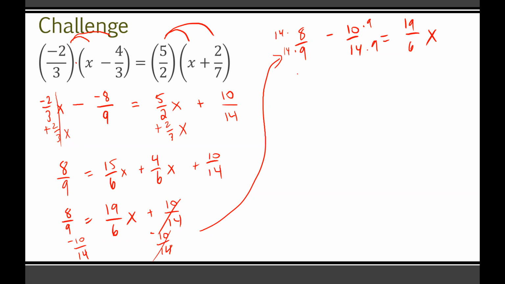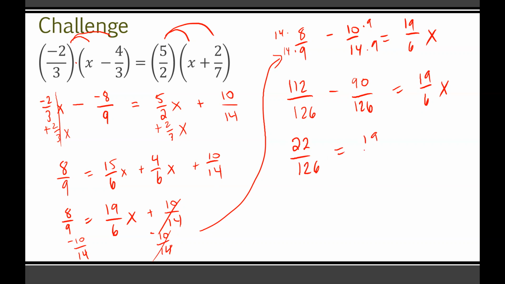This is going to give you on the top 14 times 8, which is 112, over 14 times 9, which is 126. So 126 is going to be our common denominator here. Look at us go. Minus 10 times 9, that one's not bad. That's 90 over 126. And that equals 19 over 6x. All right, so anyway, 112 minus 90, that's going to equal 22. So we have 22 over 126 equals 19 over 6x.